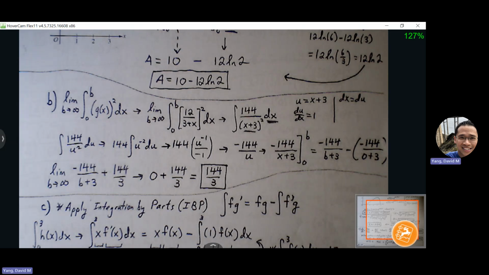After u-substitution, keep in mind that this is u squared in the denominator. This is not going to be the natural log rule, right? This is a power rule. Got to bring that variable up to the top first before you apply your integral rule.